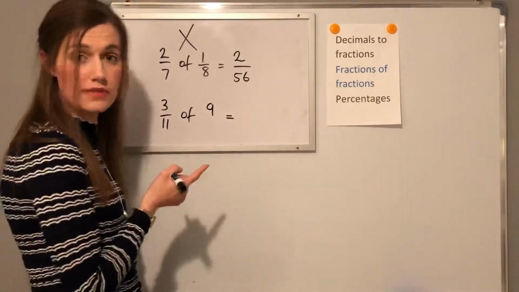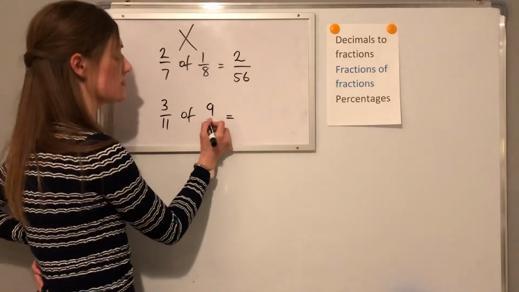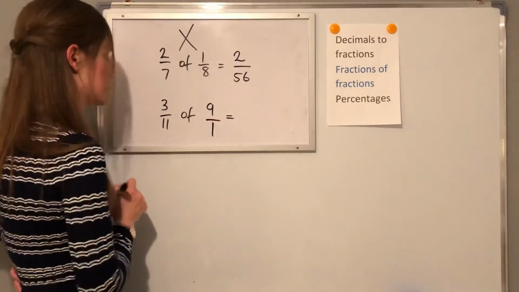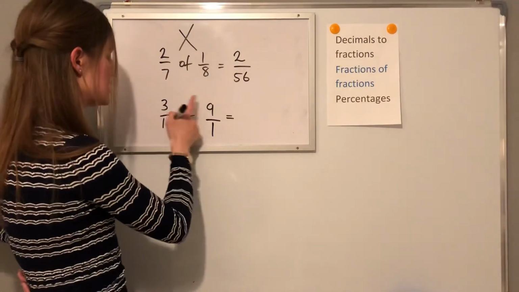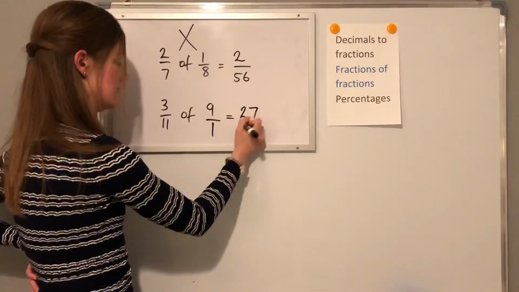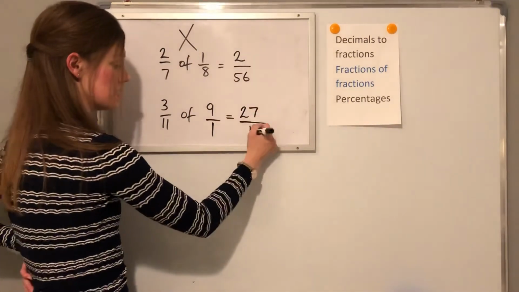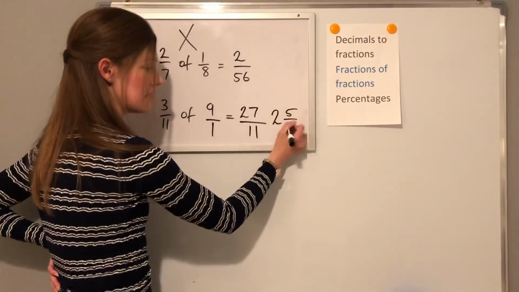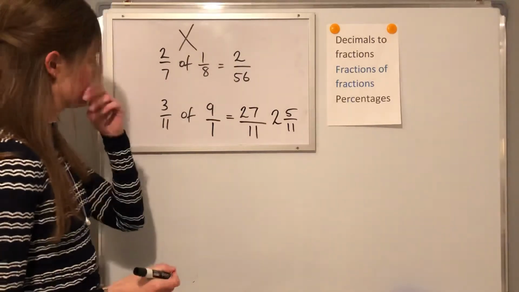What about if we had 3/11 of 9? Can you remember what you did with the whole number? You have to put the whole number over 1. And then you just times straight across again. 3 times 9, 27. 11 times 1 is 11. So you get 2 and 5/11.